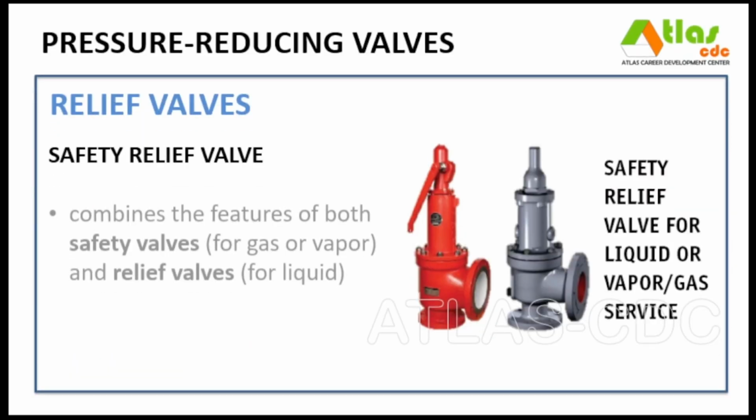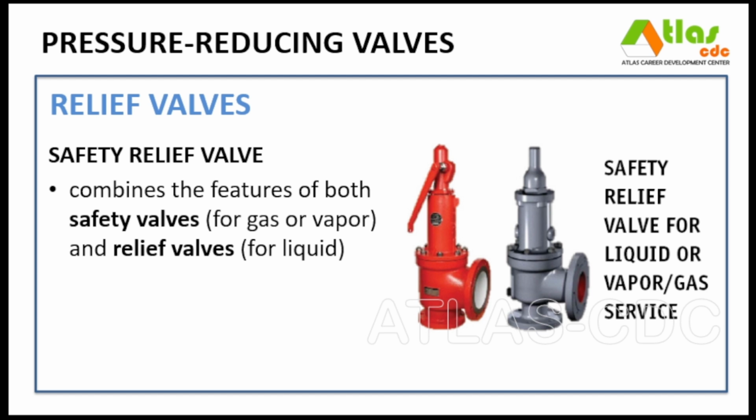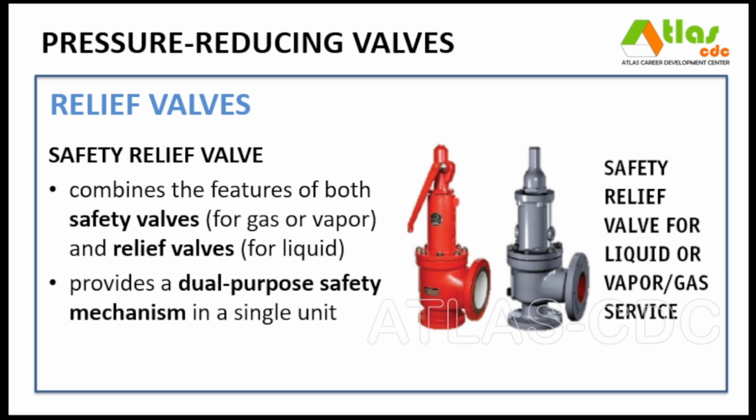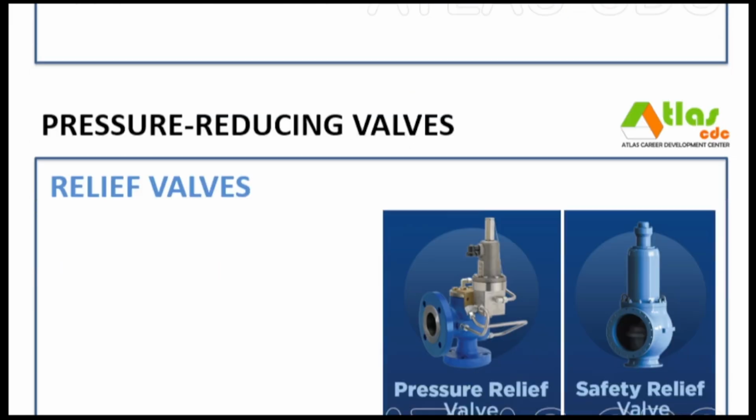A safety relief valve is a spring-loaded valve designed to automatically open fully when the system pressure exceeds a preset limit and close once normal pressure is restored, protecting equipment from overpressure conditions. Its function combines the features of both safety valves for gas or vapor and relief valves for liquid, making it suitable for mixed-phase systems.